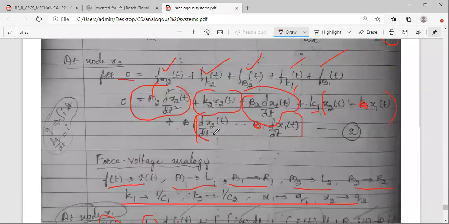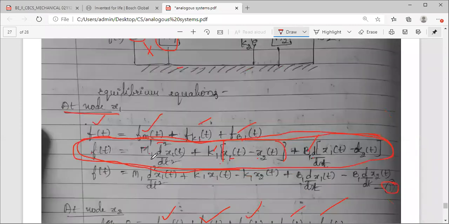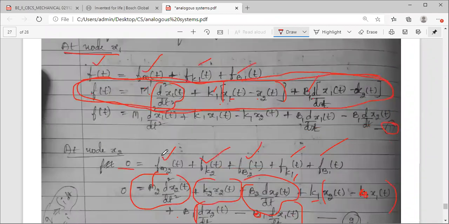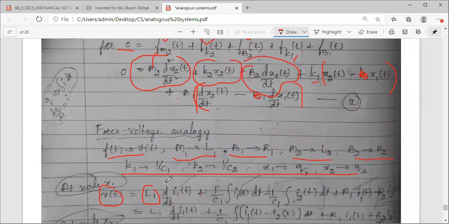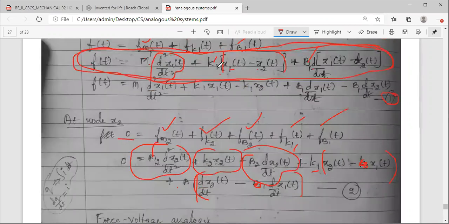m1 will be L1 d by dt of I of t. Why it is d by dt of I of t, I have explained to you. It is dt square; double differentiation, split it. One time differentiation, if you take d by dt of x of t, which is nothing but d by dt of q, right? x of t is replaced with charge q. So dq by dt is nothing but current I. So I have written this term directly.